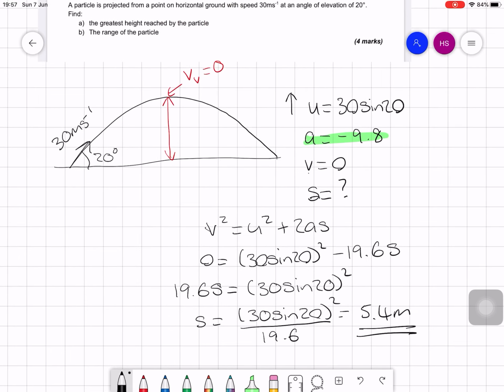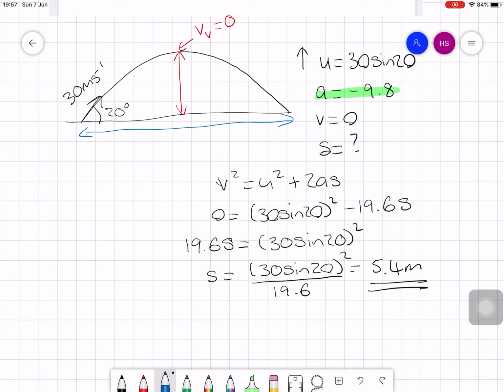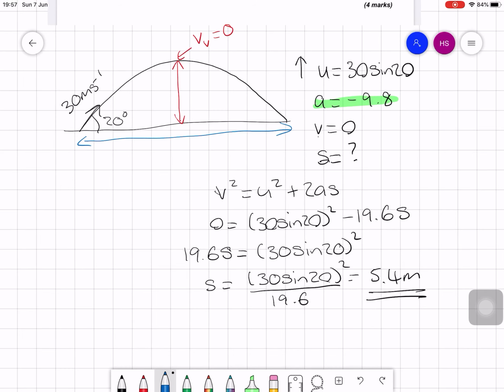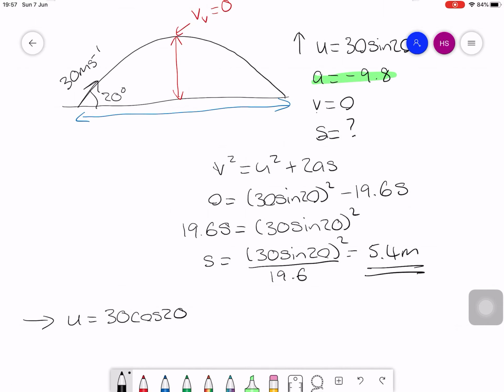Okay, then part B, I want the range of the particle. You need to know what they mean by that, and basically they mean the distance it goes in the horizontal direction. So if I'm thinking horizontally, because we don't have to consider air resistance, there is no acceleration, so it's actually constant velocity. So the horizontal velocity is going to be 30 cos 20. Acceleration is 0, so I could use suvat, but I can just use displacement is velocity times time.